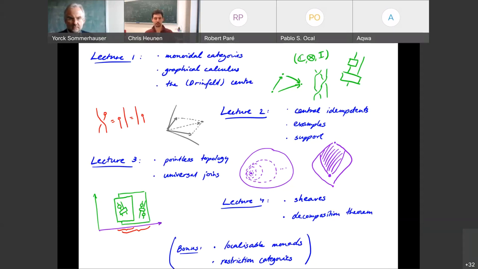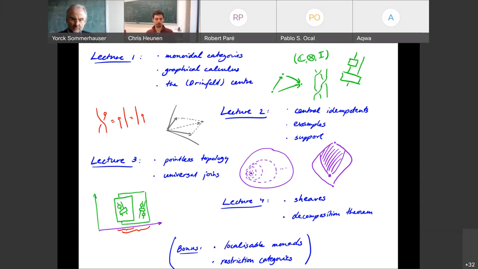Sorry about that. So I was saying in lecture two, we'll talk about if you have a morphism or a process in one of these monoidal categories, there's a way to say where it is supported, so where it lives, which central idempotents are involved in it, where it acts. Then lecture three, we'll go a bit more into topology, because so far it's only been the central idempotents.